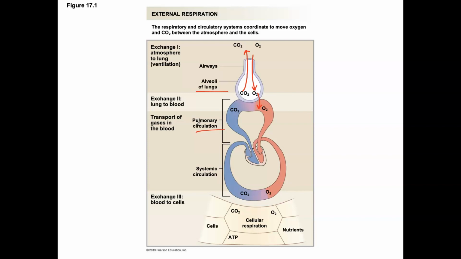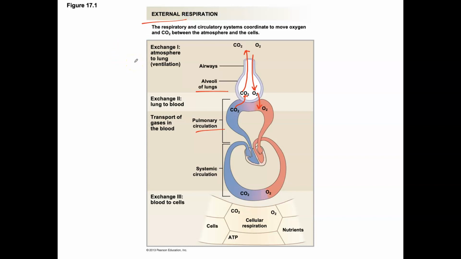So external respiration is the exchange of gases between alveoli of the lungs and the pulmonary capillaries. Carbon dioxide is returning through the pulmonary system, and so CO2 is going to leave the pulmonary capillaries, and then oxygen is going to enter into the pulmonary capillaries. Again, this is referred to as external respiration.